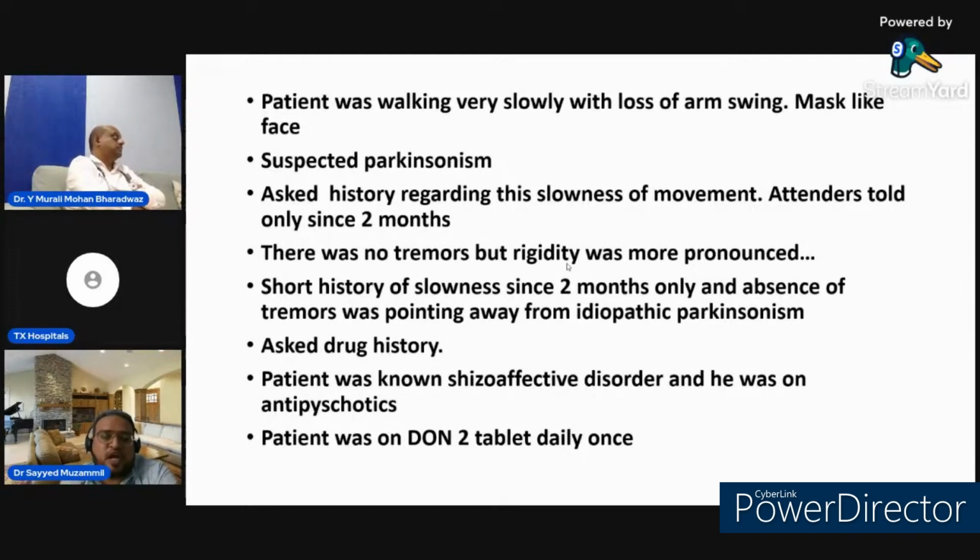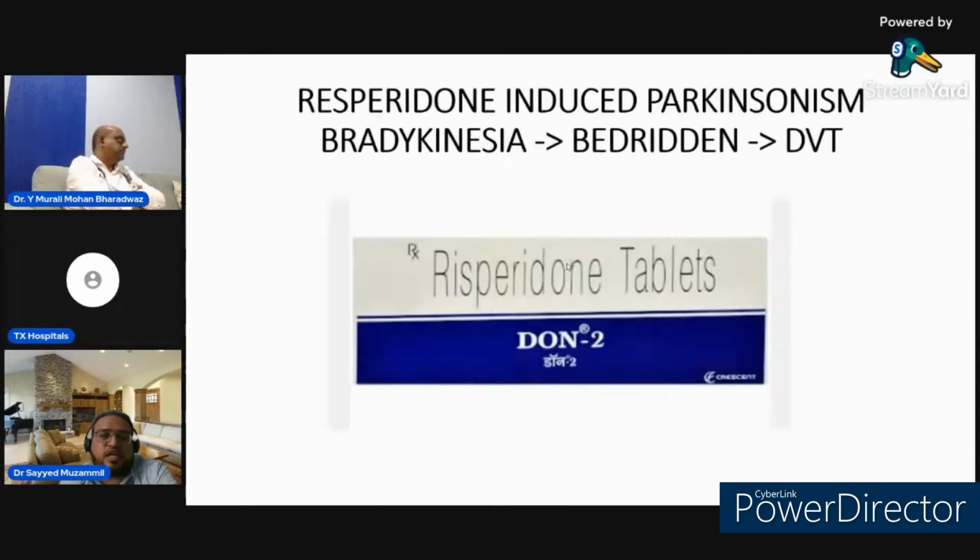So I asked for drug history, and I found that he was actually a patient of schizoaffective disorder, and he was put on an antipsychotic. I asked what antipsychotic he was taking. He was on a medication called Down 2, and this is the medication risperidone. And risperidone is known to cause drug-induced Parkinsonism. So this patient developed drug-induced Parkinsonism, bradykinesia, and he was on bed most of the time. Due to this, he developed DVT.